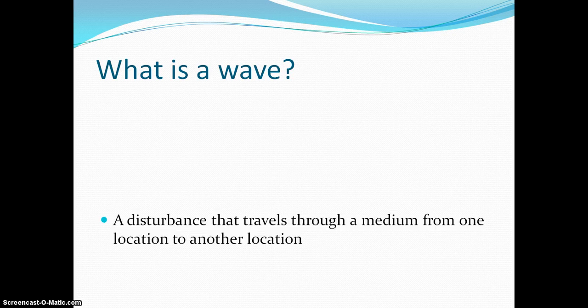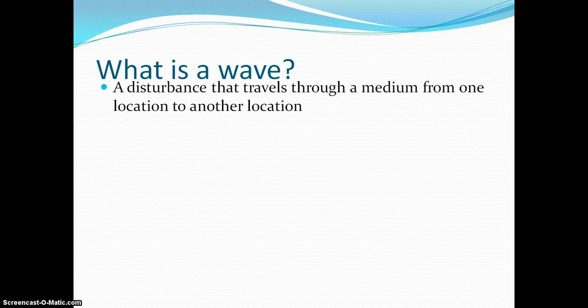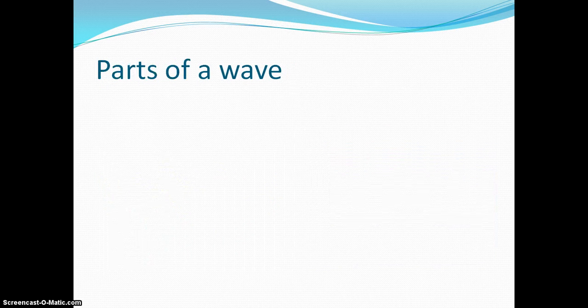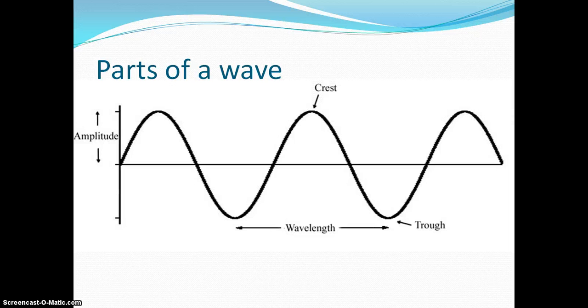So what is a wave? All it is, is a disturbance that travels through a medium from one location to another. You see here in our pictures it could be like a sound wave going through the air or dropping a pebble in the water for a wave. So here are the parts of the wave that we're going to learn: amplitude, crest, wavelength, and trough. You've probably heard these before, but we just want to review them so that our lab experiment will go easy tomorrow.